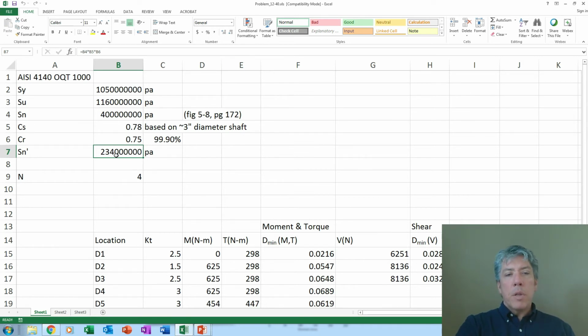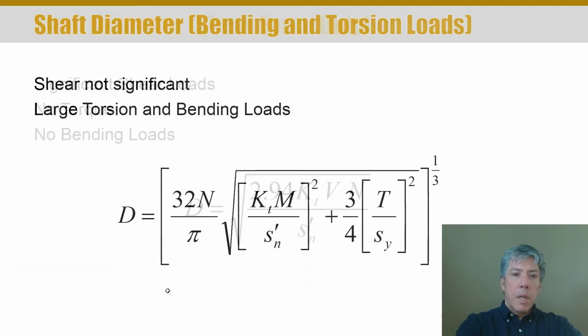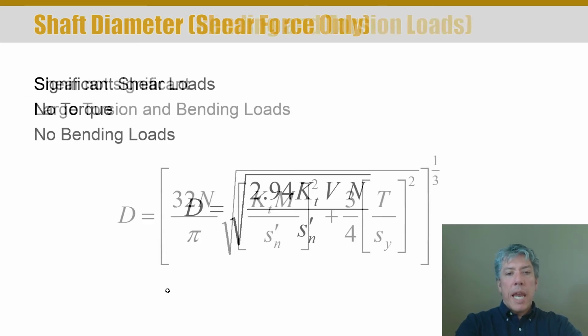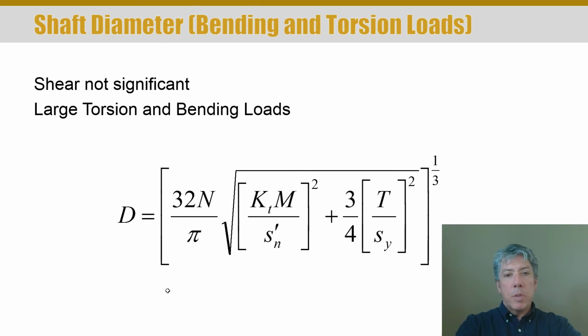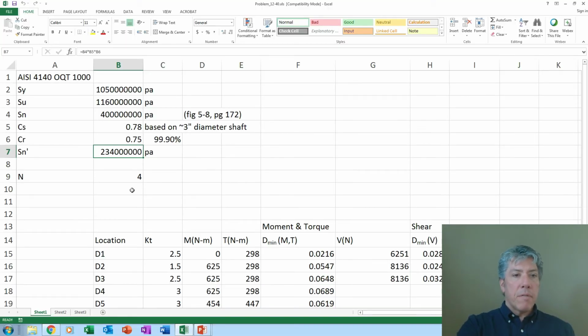So I've got 234 megapascals as the actual endurance strength. So now finally I can go into the equations for minimum diameter based on shear, that's this one, and minimum diameter based on the moment and torque, and I've got everything I need. Well, almost. I need a design factor in, and I chose a design factor of 4.